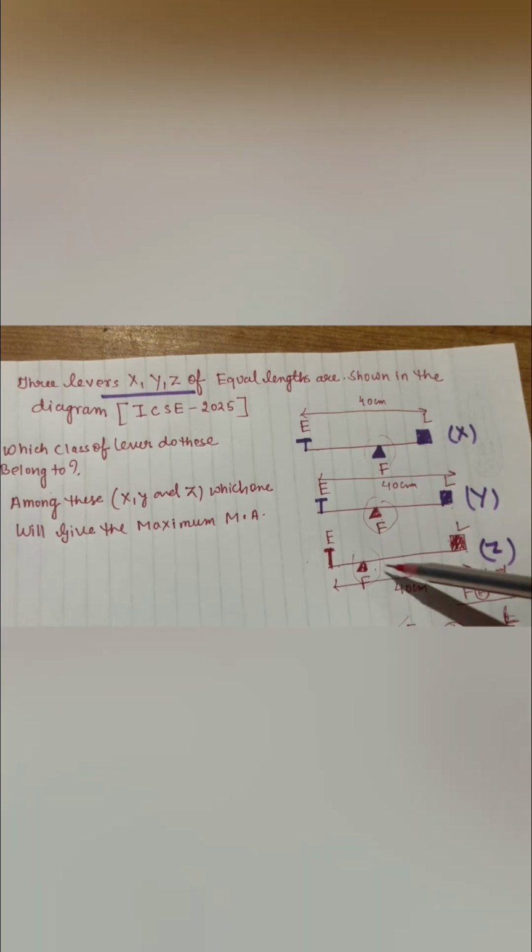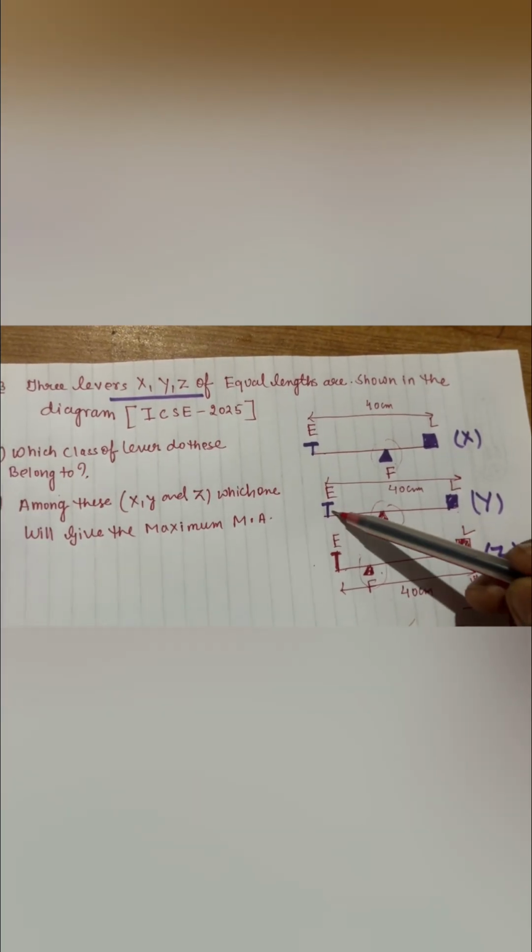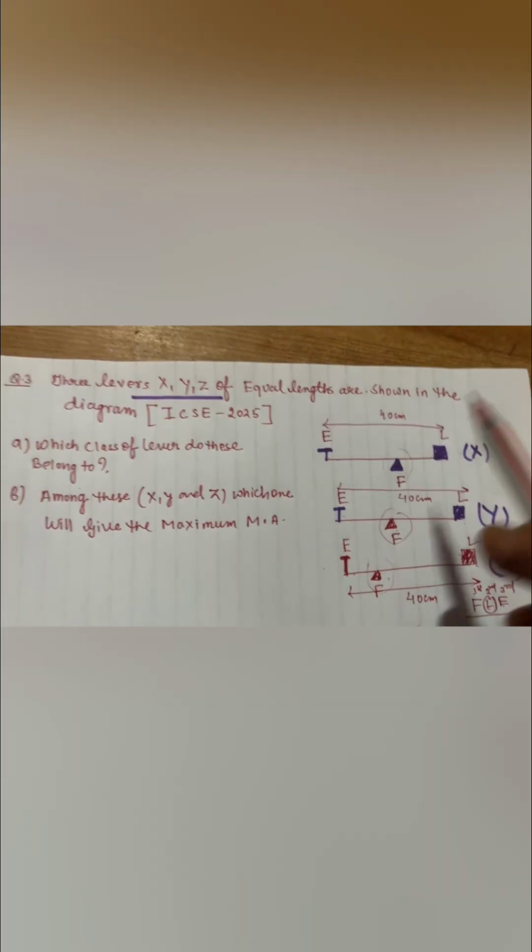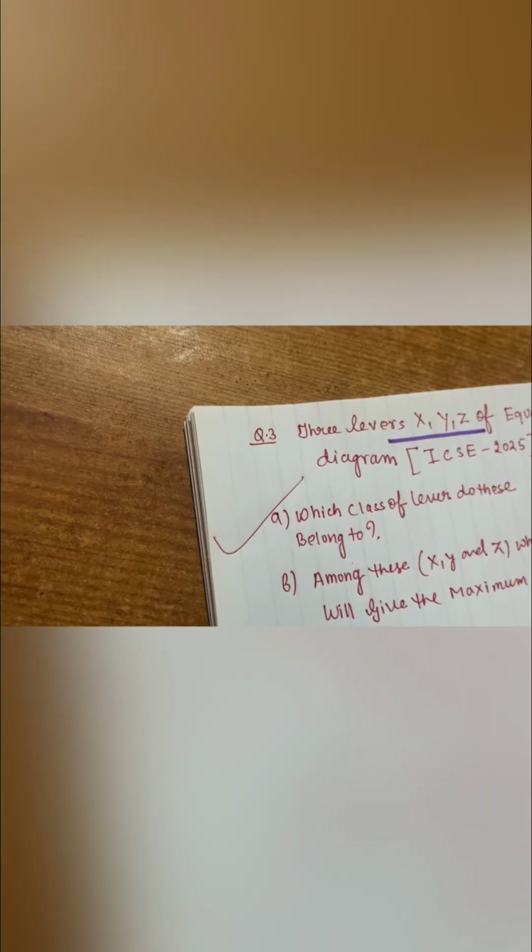For the second class lever, we place the load between effort and fulcrum, and for the third class lever, the effort is between fulcrum and load. To summarize, whenever the fulcrum is between effort and load, it is termed a first class lever. In this figure, the fulcrum is placed between effort and load in all three cases. So our first answer is: first class lever.